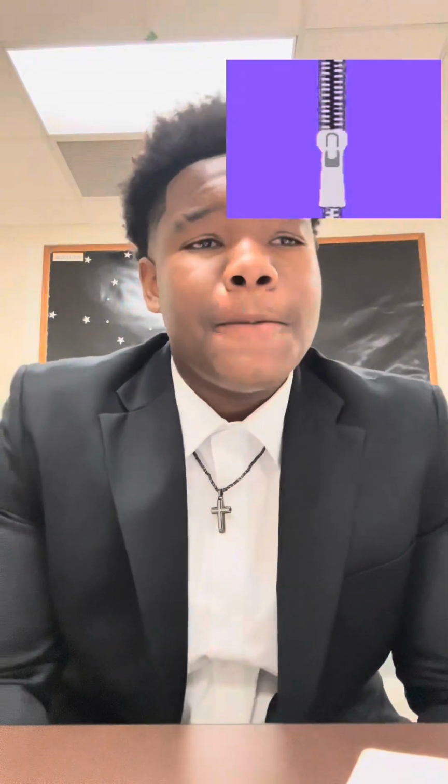Now that we've seen how systems run the body, let's look at the blueprint behind it all. DNA, the molecule that holds life instructions. Think of DNA like this zipper, two strands locked together, holding a code of 4 letters, A, T, C, and G. This code tells our body and cells how to build proteins.